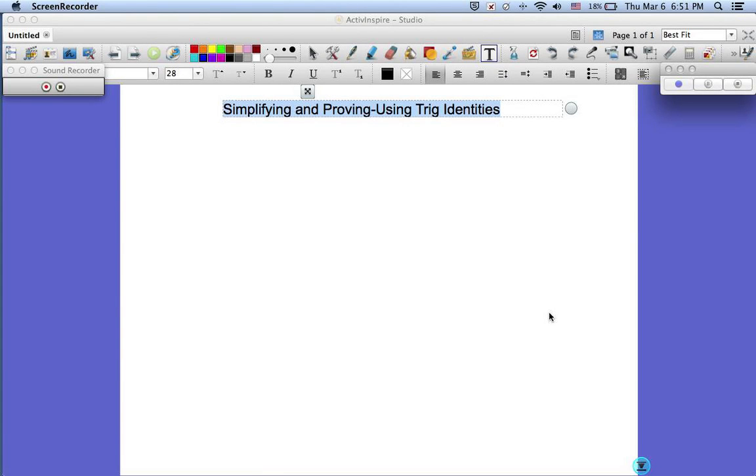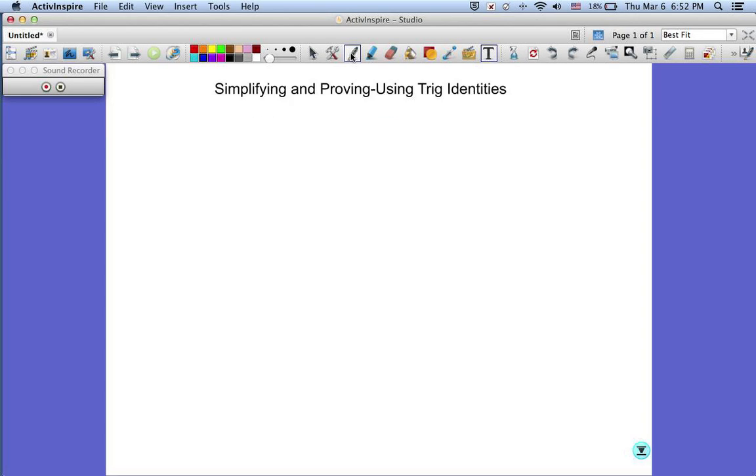Welcome to Mr. Nice's math class. Today we are going to look at simplifying and proving identities using the trig identities. Now this is one of my favorite topics. I mean, you take something that looks so complicated and make it into a nice, easy problem. So we're going to jump right into it. These are just practice problems using the identities in our last video.